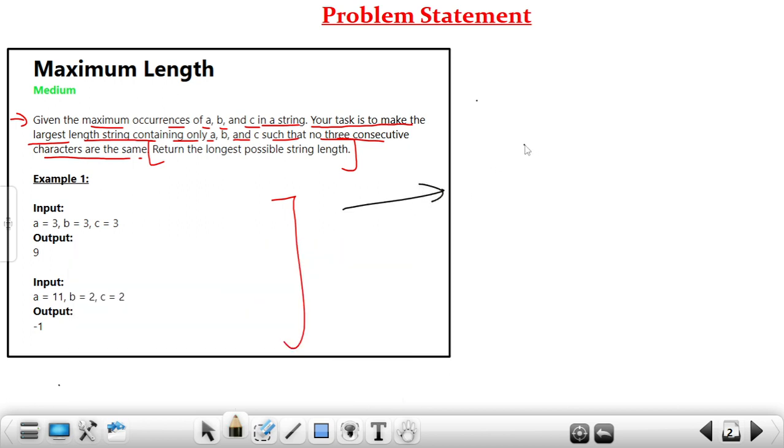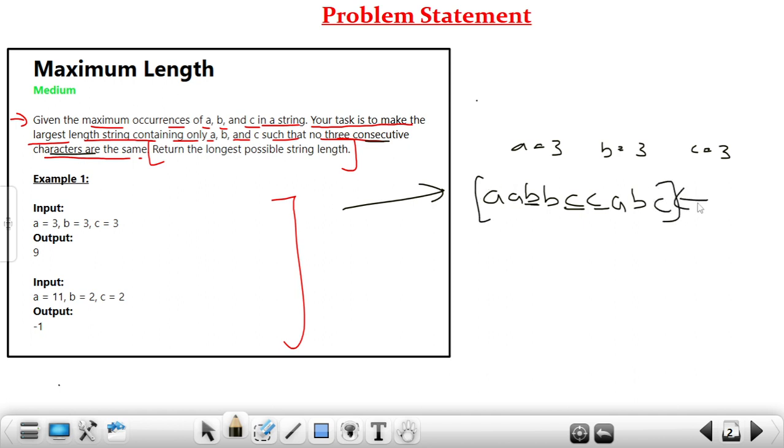The first example is we have A equals to 3, B equals to 3, C equals to 3. Okay, so we have to write a string in such a way that there is no three consecutive occurrences of the same character. So I can write A. After that I cannot write A, so I will write B. After that again B. After that I cannot write B, so I will write C. Again C. After that I'm left with one A, one B and one C. Okay, now this is one of the possible strings. So it is going to have length 9, so 9 is going to be the output. Now there are multiple strings possible, like I can have ABC, ABC, ABC. This is also a possible string.